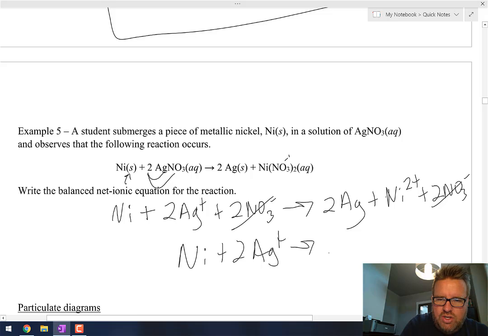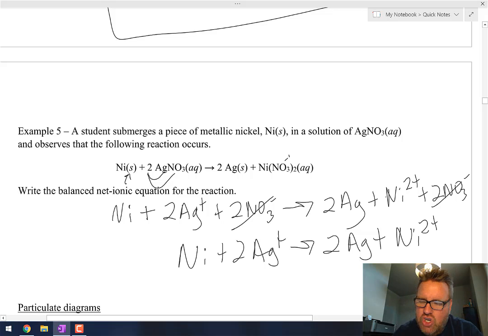Okay, and then we write just the overall equation. Okay, and that is correct. And you should notice here, not much is happening. Nickel goes from a 0 charge to a +2, and silver goes from +1 to 0. Really, all that's happening in this reaction is electrons are moving around. Nickel is losing 2 electrons, silver's gaining those electrons, and that's really all that's happening there.